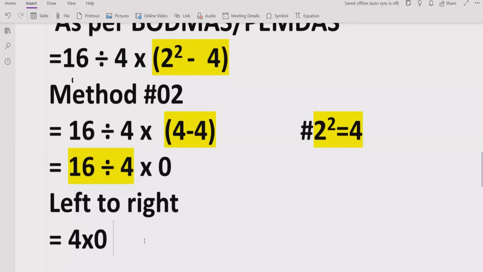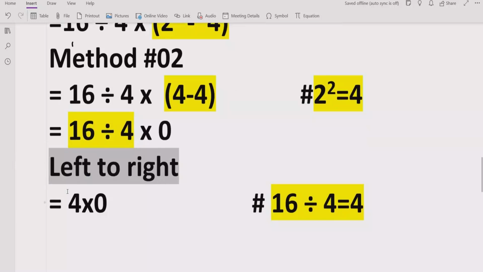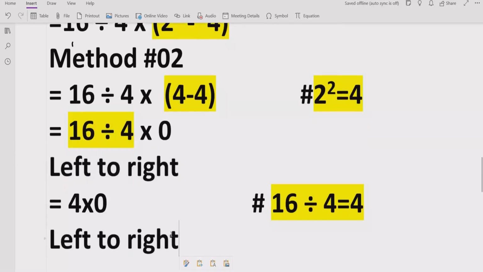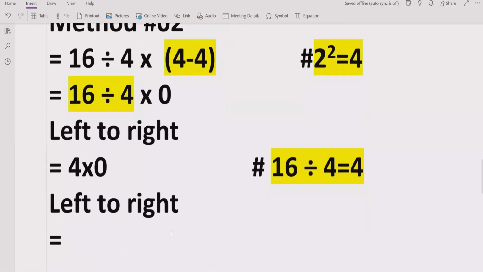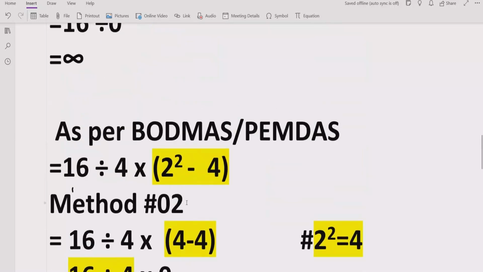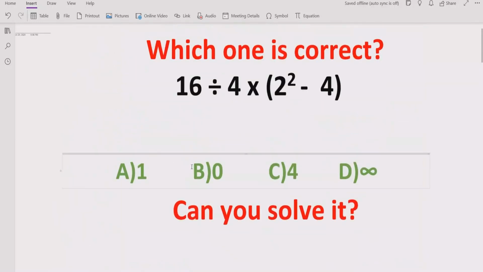Here we solve 16 divided by 4. Now, 4 multiplied by 0: we go left to right again and see what is coming. Now we have only two terms, 4 multiplied by 0, which is equal to 0. So the answer of this expression is 0, not infinity. I hope you understand how you can solve this expression using the correct method and get the correct result. If you use the wrong method, you will get the answer infinity, which is wrong.